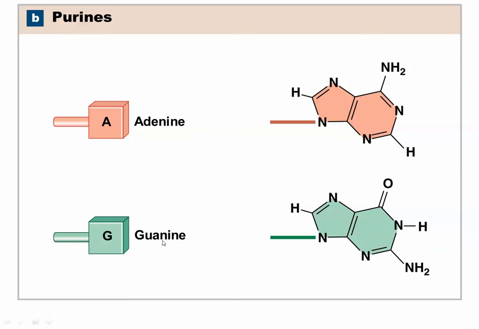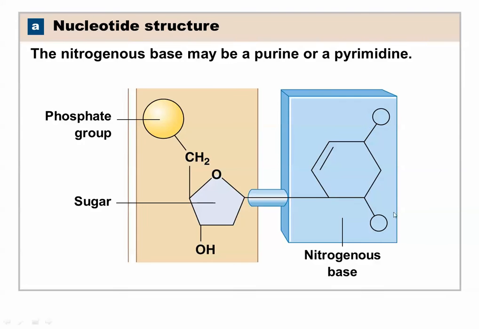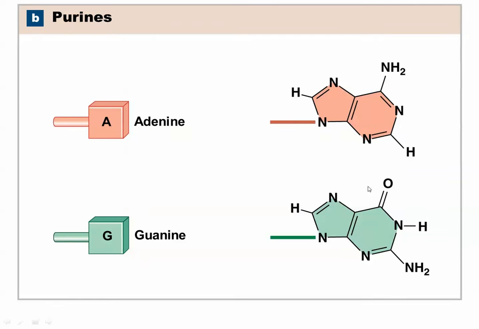You see adenine here and guanine here. Both of these are examples of what we call purines. And purines have a nitrogenous base that has this double ring structure here. So you have two rings. There are lots of nitrogen in them, hence they're called nitrogenous bases. And each of these purines has this two-ring structure.